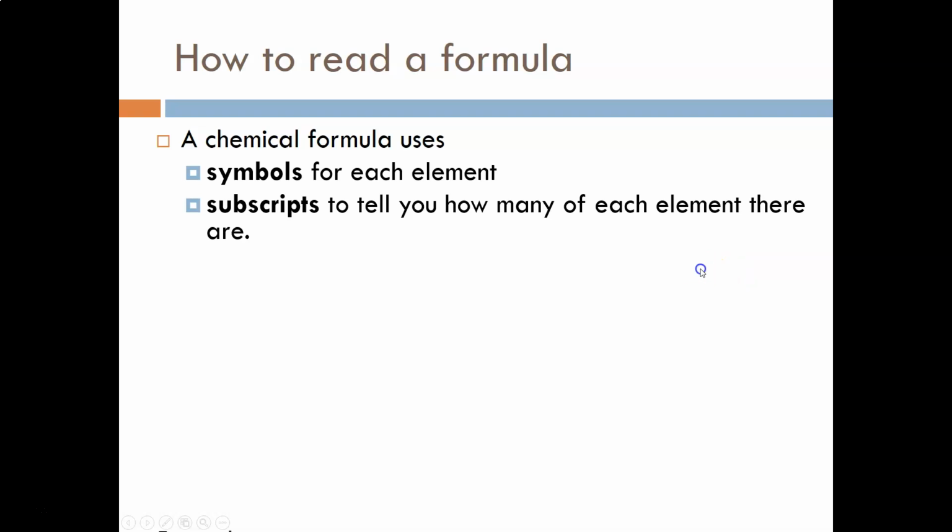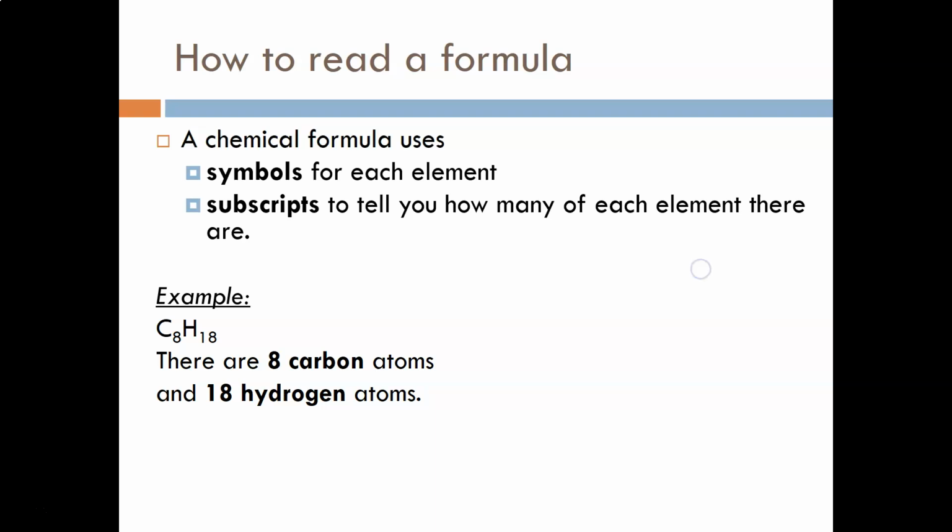So for example, C8H18. There are 8 carbons and there are 18 hydrogens. The little subscript applies to the element that came before it. So there are 8 carbons and 18 hydrogens.